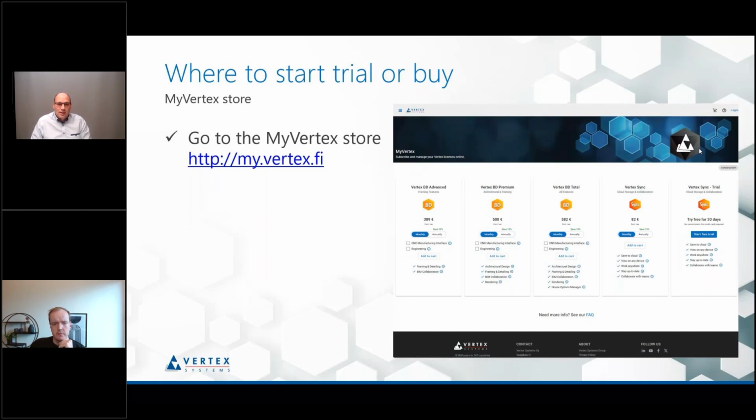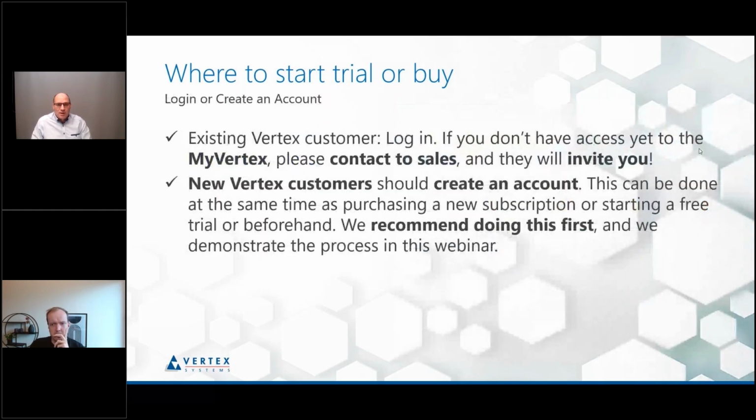And where to start and where to buy the Sync. My Vertex is a service which contains the Vertex store, and in that Vertex store you can buy the subscriptions and also start the Sync free trial. In this webinar, we go through this process of how to get Sync, and we start with the free trial. This My Vertex service is also a tool to manage all the subscriptions and see the licenses.